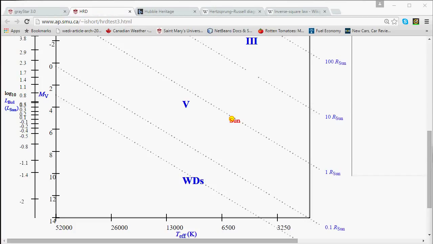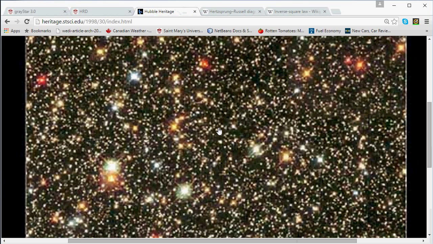Now we're going to make two predictions. I'll call them prediction 1 and prediction 2. So let's start off by talking about prediction 1. Prediction 1 is inspired by looking at an image like this one, a representative image of a random star field.